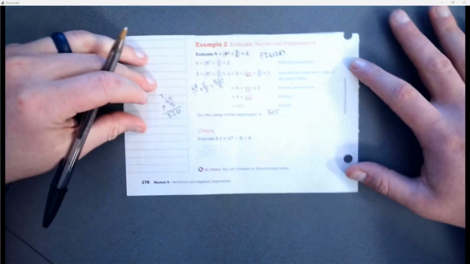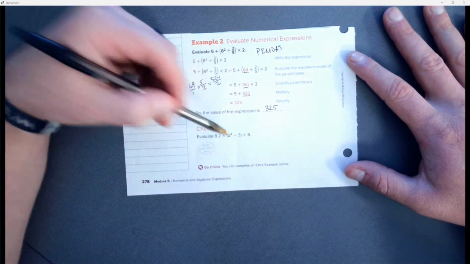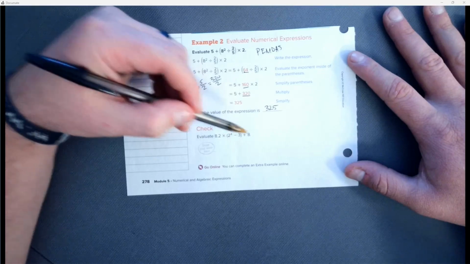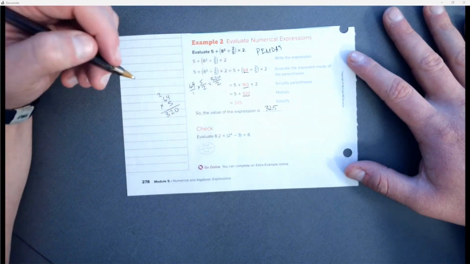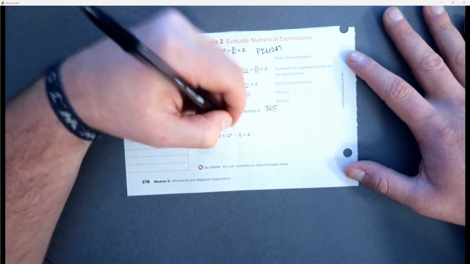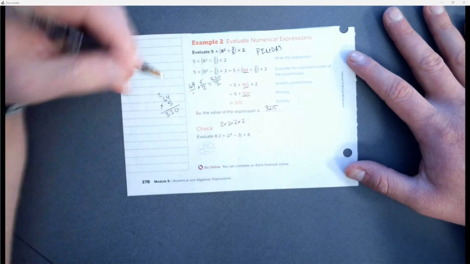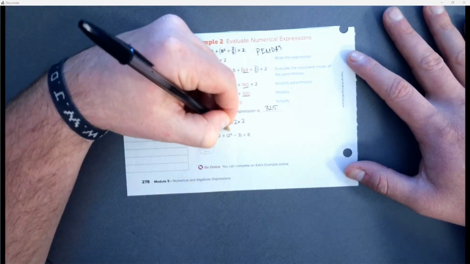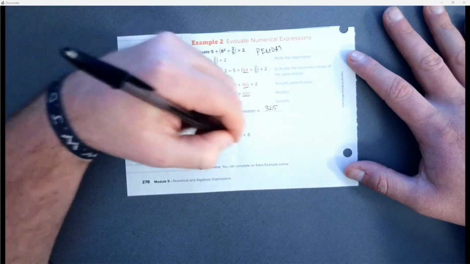Now let's do the check problem together. 8.2 times (2 to the 4th power minus 3) plus 8. I'm going to start with my parentheses. I have 2 to the 4th power, so that's 2 times 2 times 2 times 2. 2 times 2 is 4. 2 times 2 is 4. So now I have 4 times 4, which is 16.